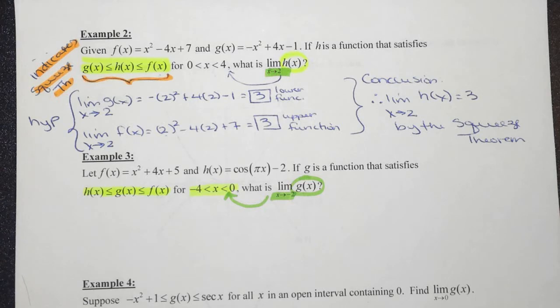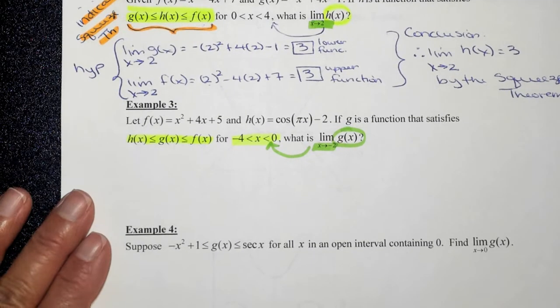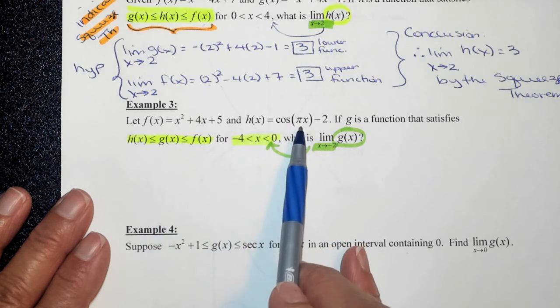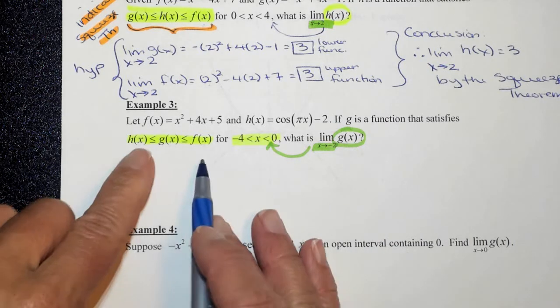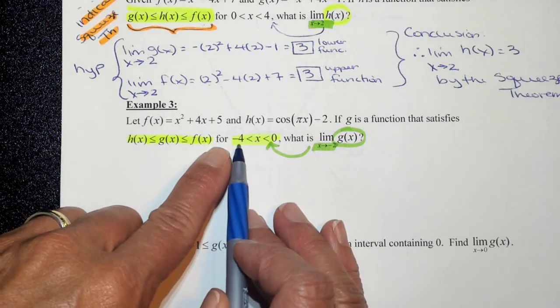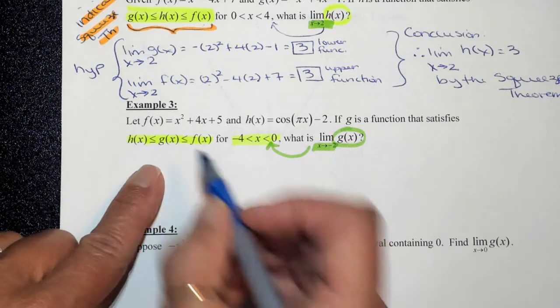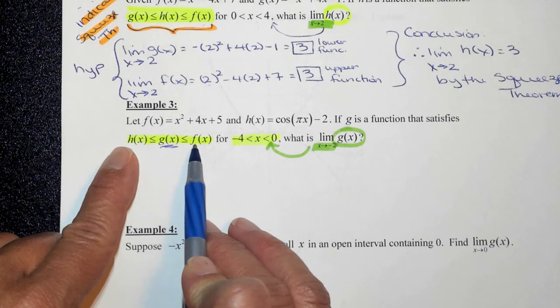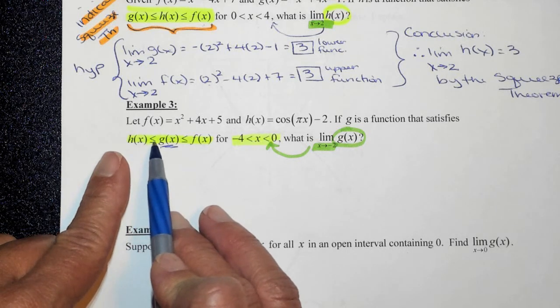So I've shown you the generic form of the theorem, one that works. Now let's look to see what happens with one that doesn't work. Okay, so here you're given f of x, here you're given h of x. Do not freak out that it's a trig function. And it says if g of x is a function that satisfies the given inequality over the given interval, what is the limit as x approaches negative 2 of g of x, which is the middle. Okay, so this is my upper, this is my lower. Okay, h of x is less than g of x.